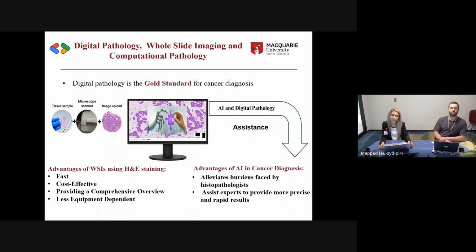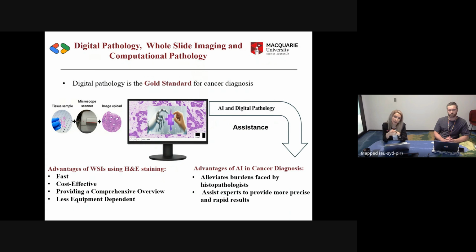Whole slide images are a process of digitalization of those tissues on glass slides, converting them to digitalized, very high resolution images. They have some advantages over those lab-based methods. It is really fast, because the pathologist just sits and looks at those digitalized images, and it's really fast to get the results and do some diagnosis.